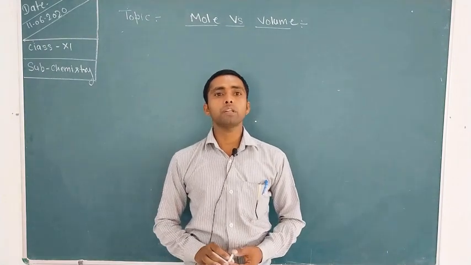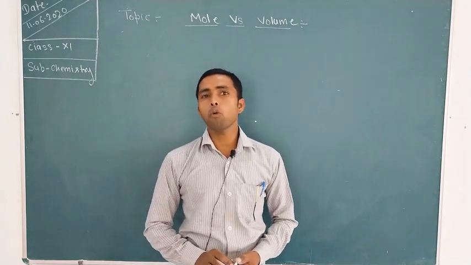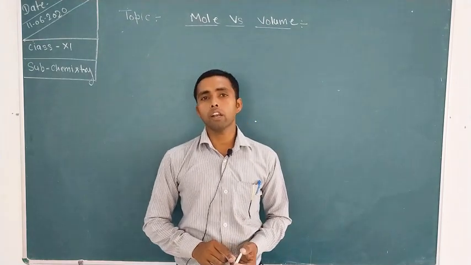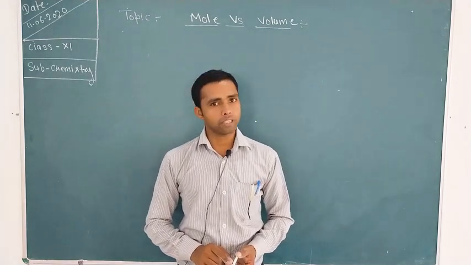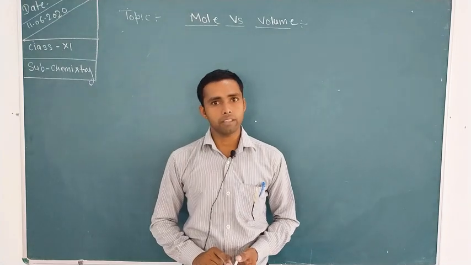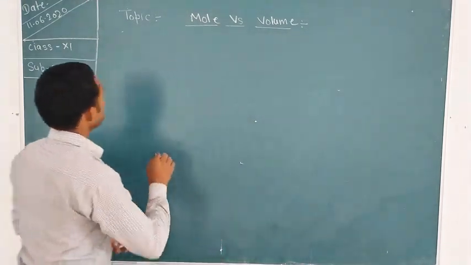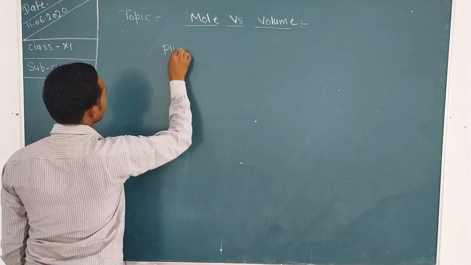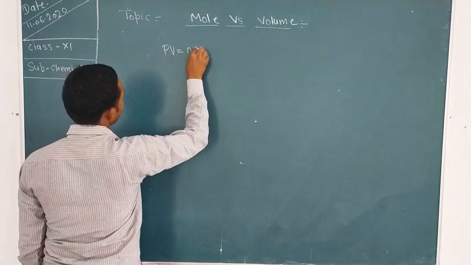So student, today I will discuss mole versus volume. We find a relation between mole and volume by using the ideal gas equation, that is PV equal to nRT. So let us start. Here, for mole versus volume, we use the simple formula PV equal to nRT.